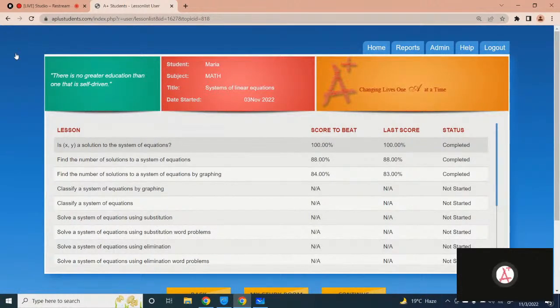So we have covered four of the topics today. They are: find the number of solutions to a system of equations, find the number of solutions to a system of equations by graphing, and is (x, y) a solution to the system of equations. Also, we have done the final test of the topic surface area and volume. So that's all for today.